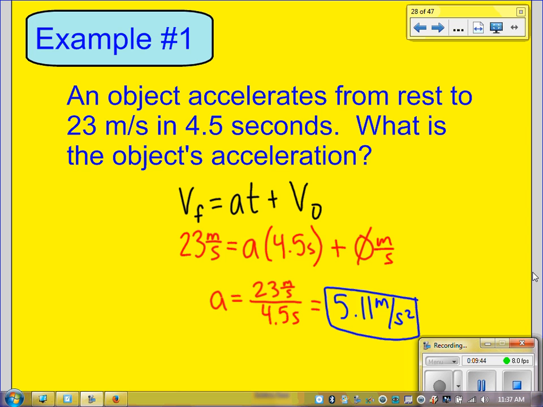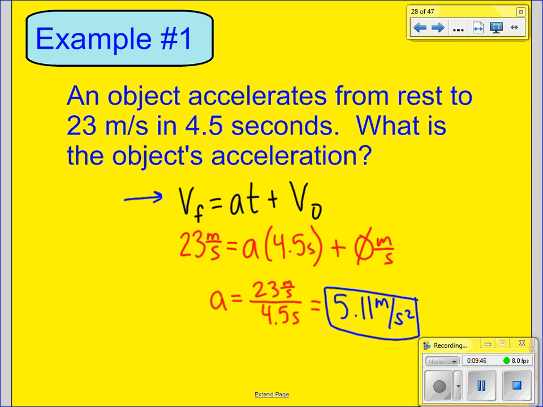Okay, go ahead and check your answers with what's on the screen. First thing to notice is I'm using this first kinematic equation right here. The second thing is notice how I've substituted the values in. My final velocity was 23. I was solving for acceleration. My time was 4.5 seconds. And notice my initial velocity was 0. I can assume that because the problem tells me that I'm starting from rest, which means 0 meters per second. Once you isolate acceleration using your algebra skills, you would get the answer as 5.11 meters per second squared.